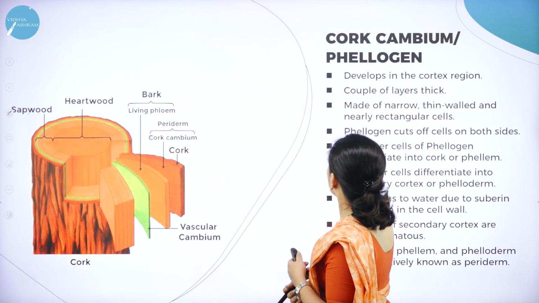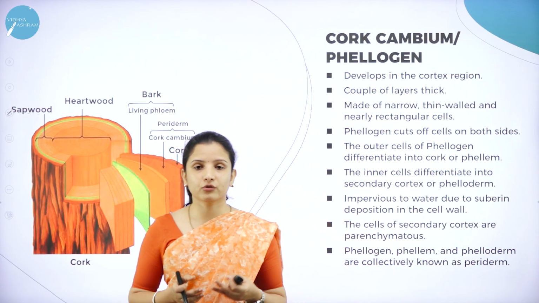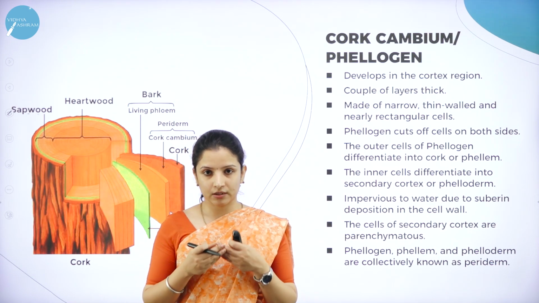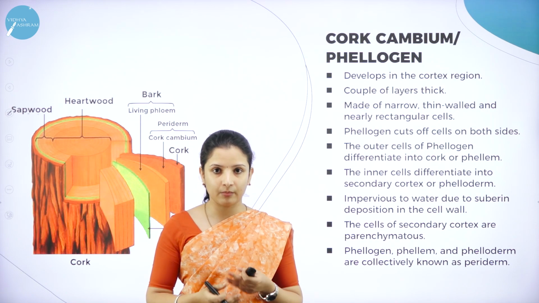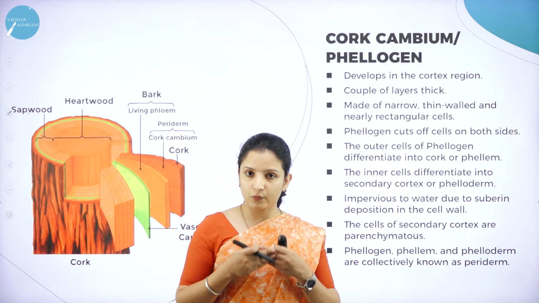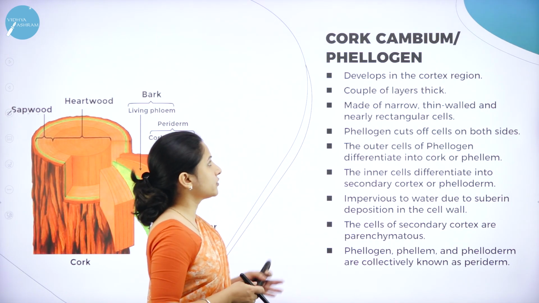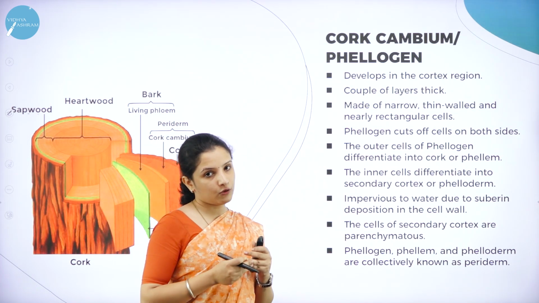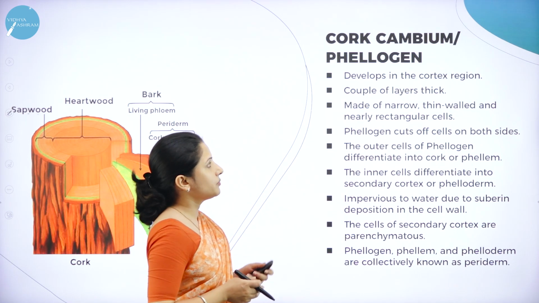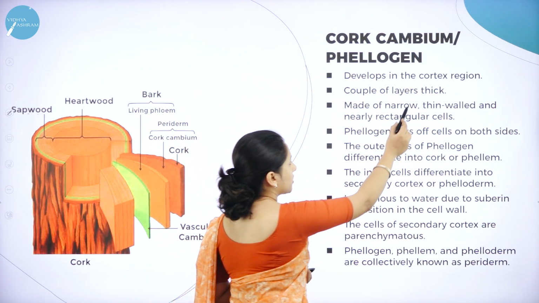Next, moving on to the cork cambium. I told you secondary growth is possible because of the vascular cambium and the cork cambium. We finished studying the vascular cambium, so moving on to the cork cambium. Cork cambium is also called phellogen. Cork cambium usually develops in the cortex region.